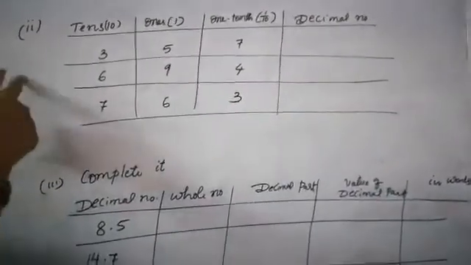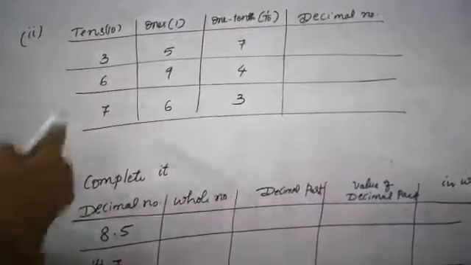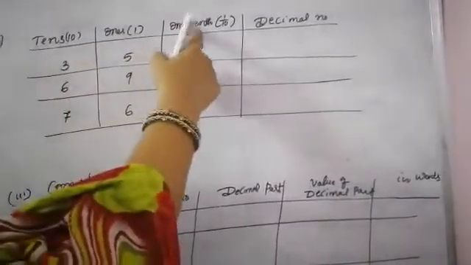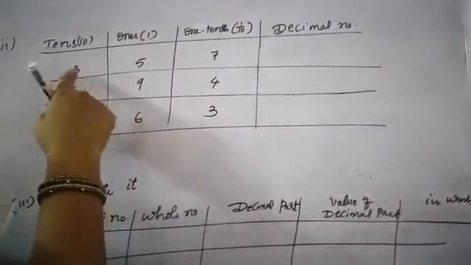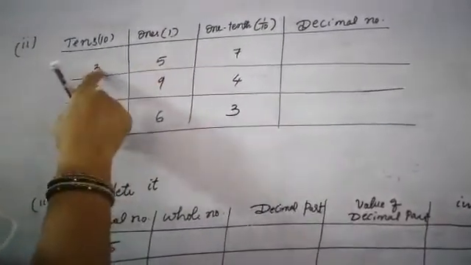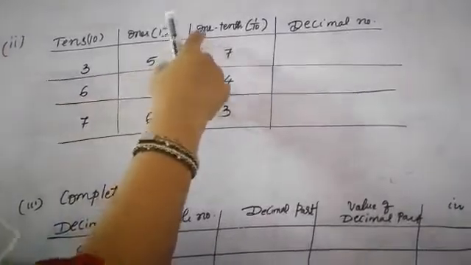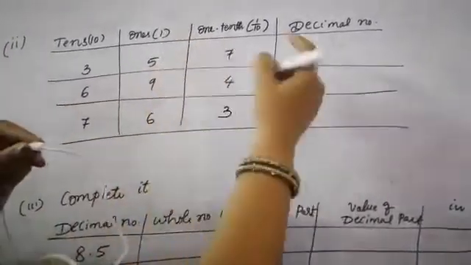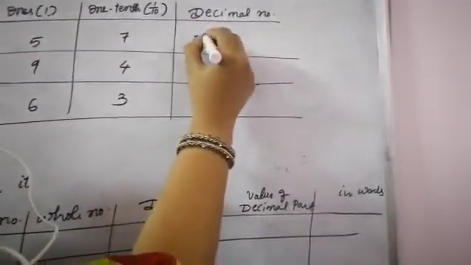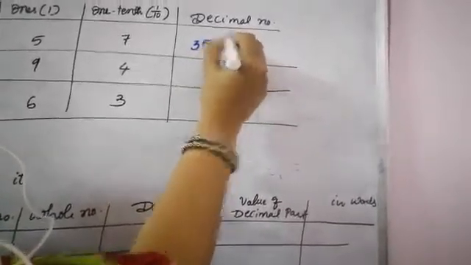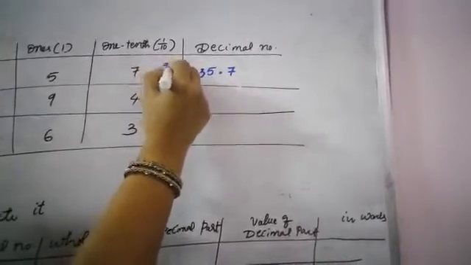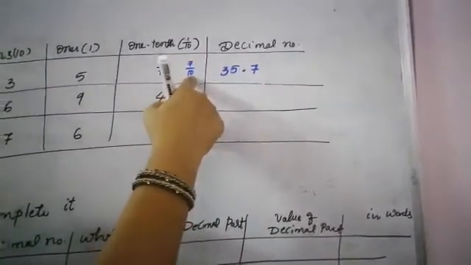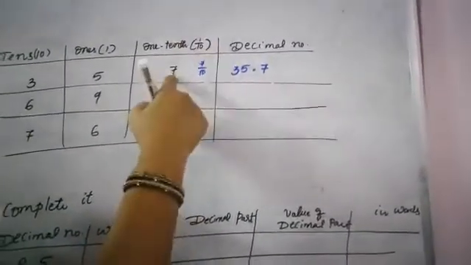Now question number 2 here. He gave some blocks: tens, ones, 1/10 and the decimal number. Here ones. How to read, children? Ones, tens, 35, then the tenths place started. So it's nothing but 35.7. 1 by 10, 1 by 10 means 7 by 10 actually. So 0.7, isn't it? Tenths place, 1 by 10, 7 by 10.